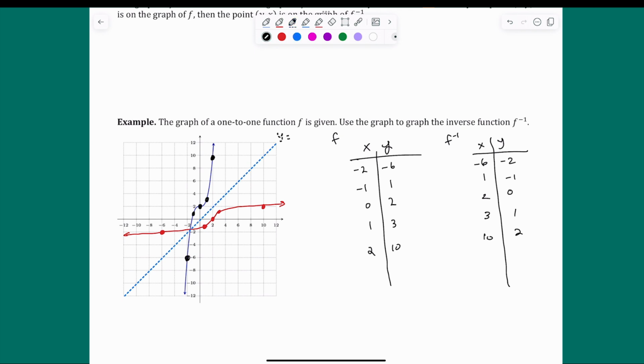So you can see it's a reflection about the line y equal to x. In other words, if you draw a perpendicular to the line like here, the distance from that point to the line would be exactly the same distance on the other side. And that's a reflection. You can imagine just reflecting that point over, and that would be the inverse graph, and vice versa. Okay, so that's it for this video.